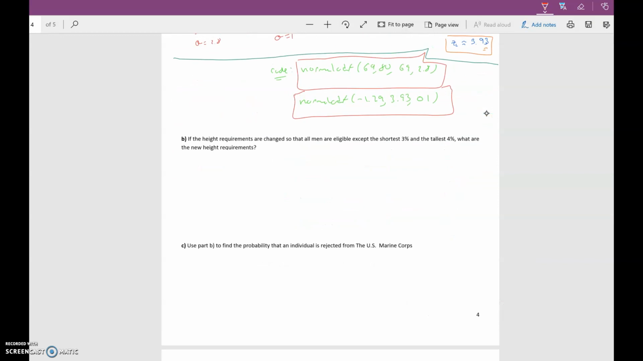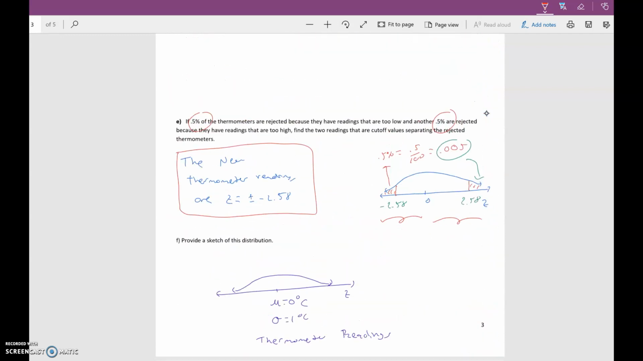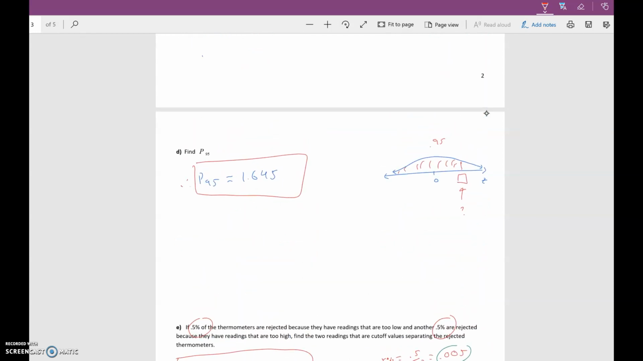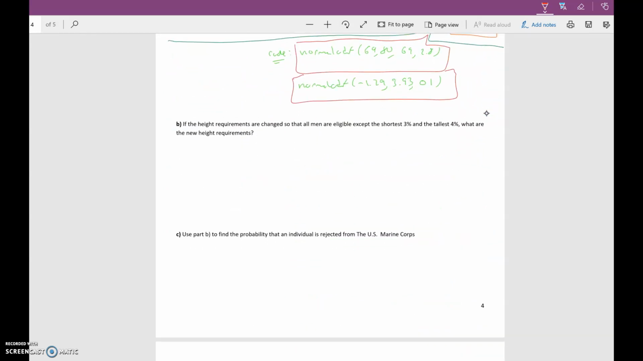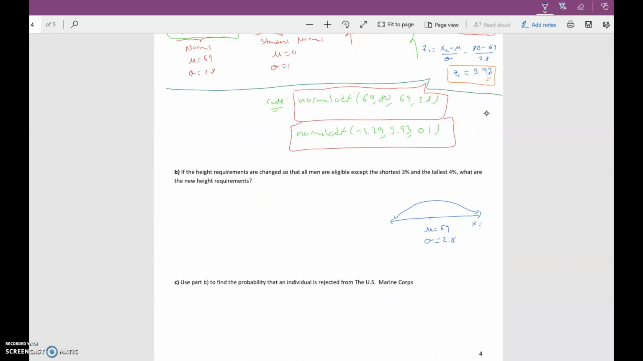Let me actually show you how to do the shortcut of this particular problem, which is equivalent to what we did on problem E, using the inverse norm, and problem D from the first example. So technically this is what they're telling us. So let me create a sketch of the distribution. So you still have mu equal to 69 and sigma equal to 2.8. X is equal to, technically, heights, and let me just put the unit, so it's actually inches.